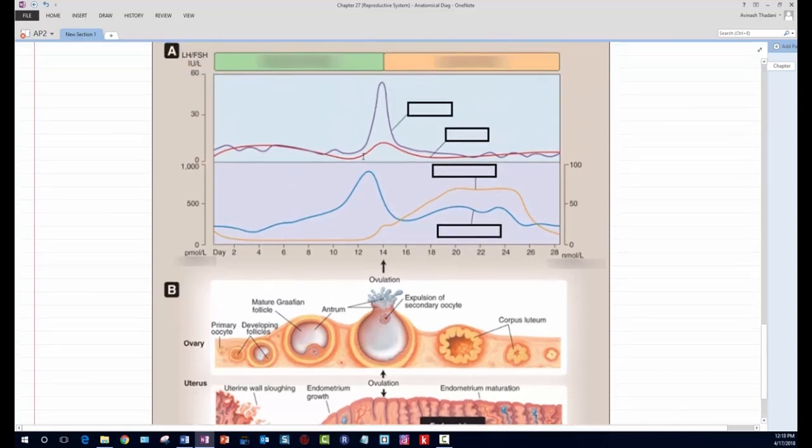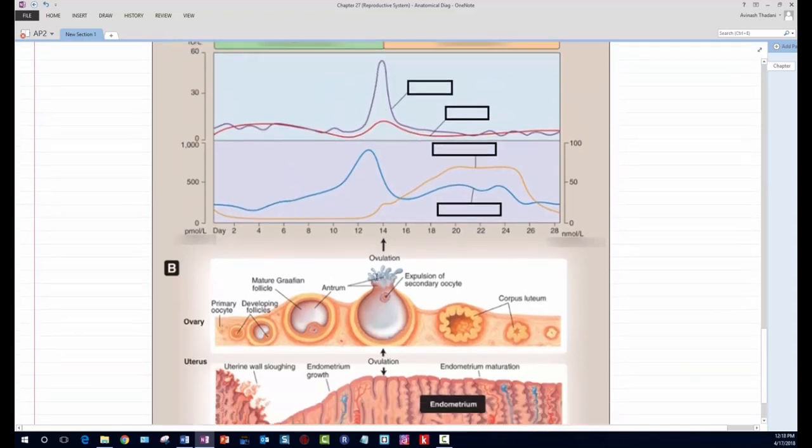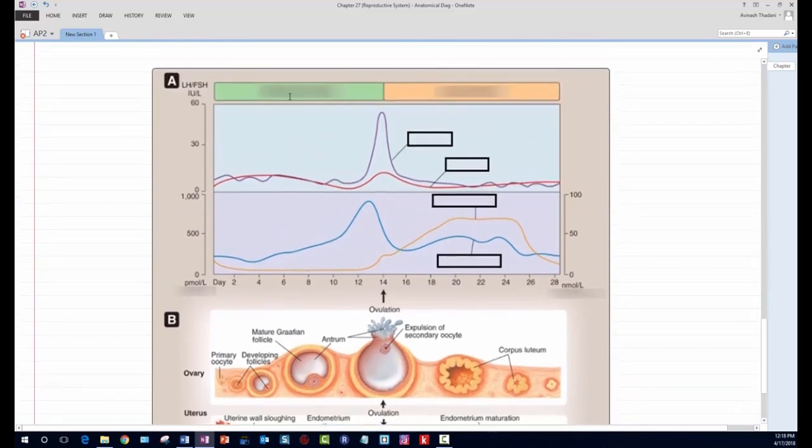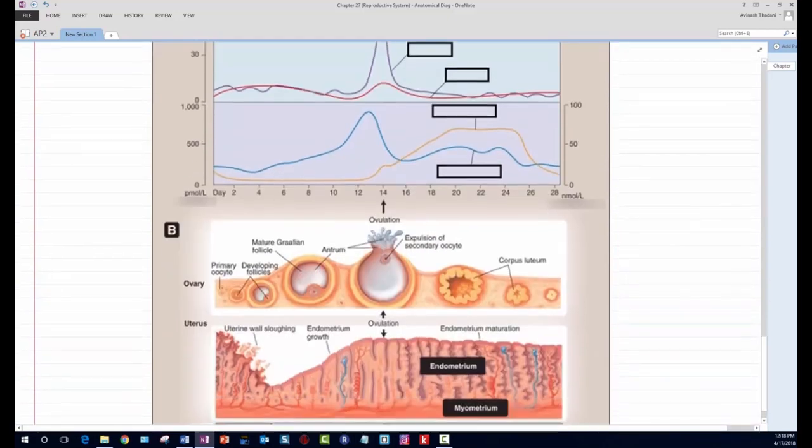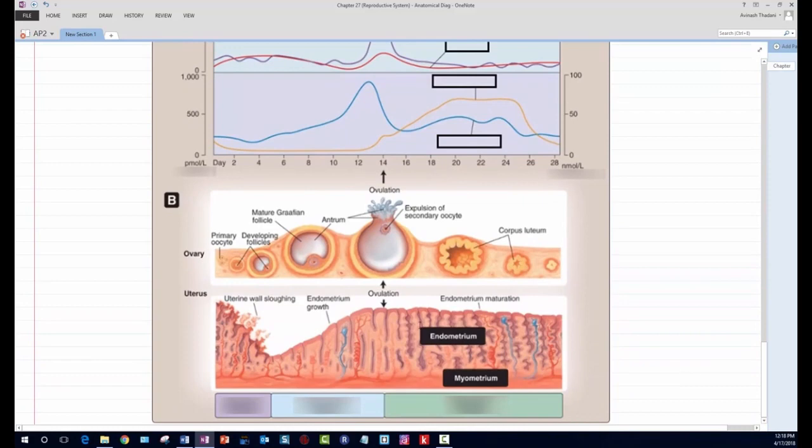So see if you can label the hormones and the different phases of both the ovarian and endometrial cycle. That's it for this short video on labeling the anatomical diagrams. Please make sure that you know how to label for the female reproductive system.